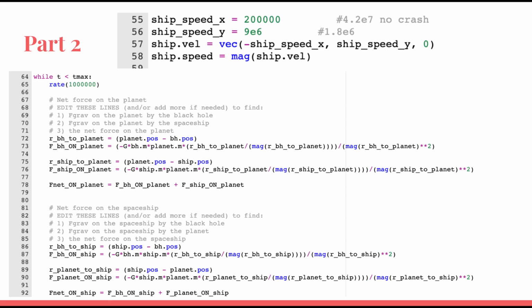Then I used the formula F equals GMm over r squared times r hat to calculate the gravitational force of the black hole on the planet, the black hole on the ship, and the planet on the ship. Then I calculated the net force on the planet and the net force on the ship using the individual gravitational forces. Finally, I used the velocity update equation to update the planet's and ship's velocity and position.